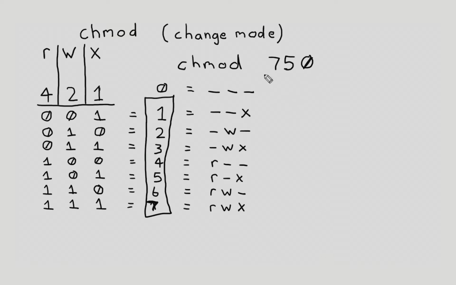So 750 would be equivalent to read, write, and execute permissions for the user. 5 would be equivalent to read and execute for the group. And 0 would be equivalent to no permissions for other. And then here we would just put our file name. And that's how we would change the permissions on a file or directory using the octal method using chmod. Now the symbolic method is a lot easier, but both have their uses.